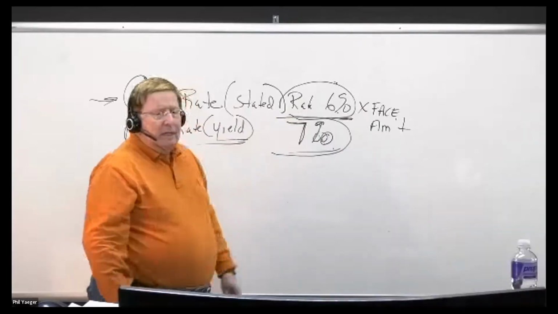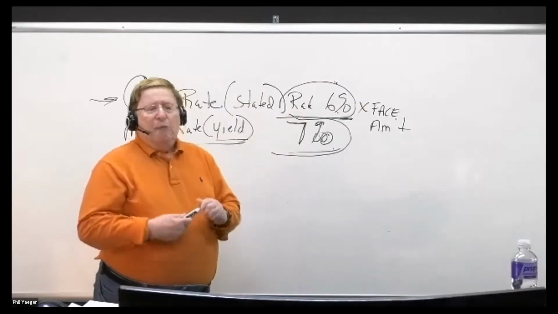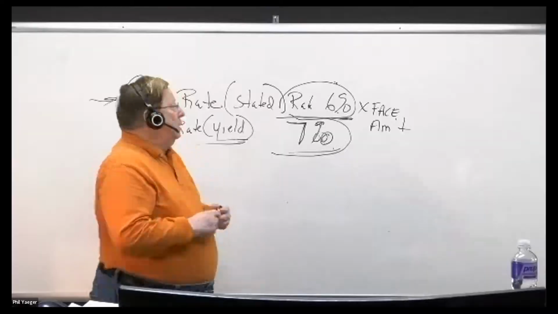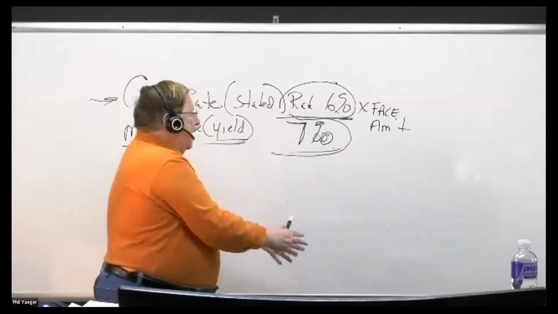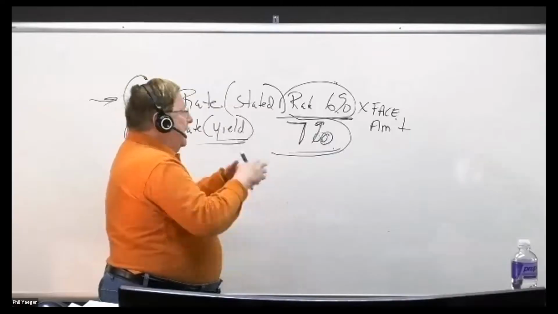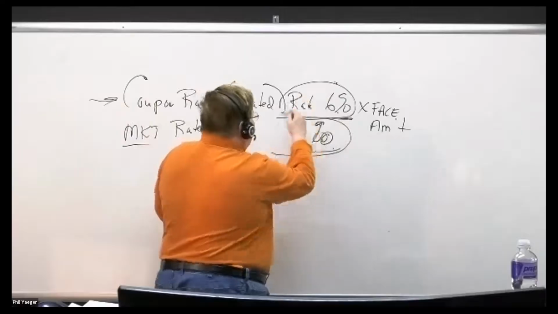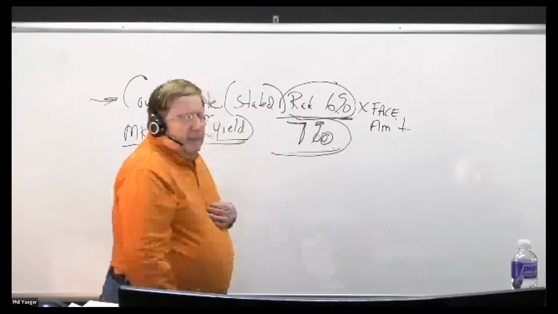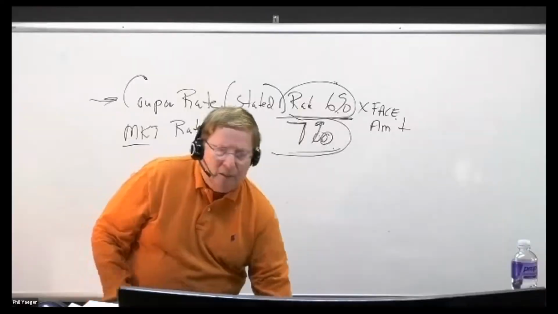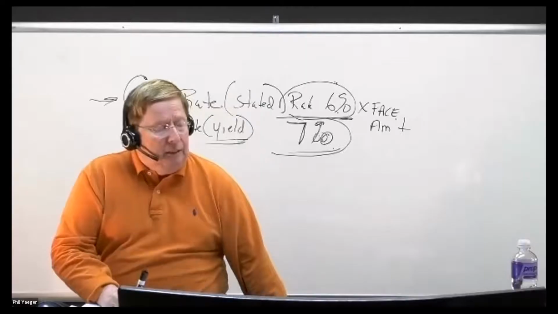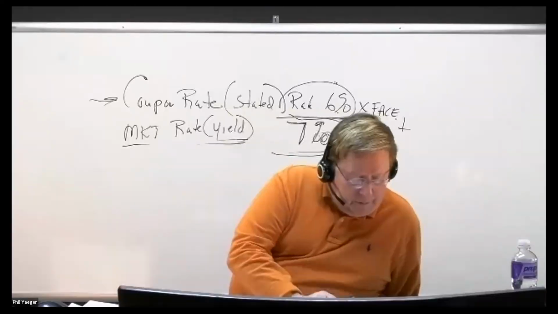Do you understand that? Yes or no? And by issuing it at a discount, when you take the discount plus the interest payments, it makes your rate equal to the yield rate or the market rate. That's why you issue it at a discount. All right. Has everyone got that? Yes or no?